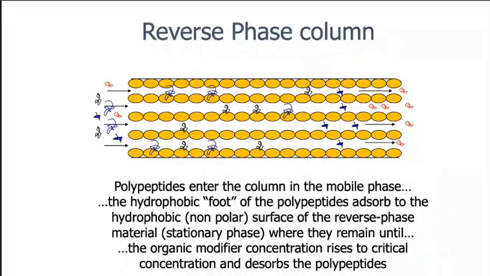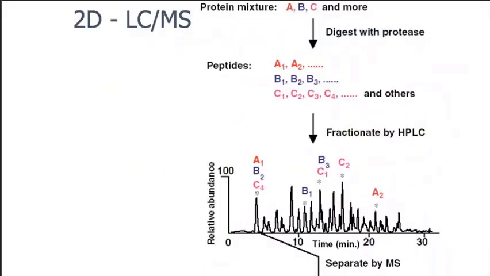Here, at the reverse phase column, the polypeptide enters the column in the mobile phase, and the hydrophobic part of the polypeptide will be adsorbed on the hydrophobic surface of the reverse phase material, the stationary phase. It stays adsorbed until the organic modifier concentration reaches the critical concentration to cause desorption of the polypeptide from the stationary phase. This is liquid chromatography mass spectroscopy.